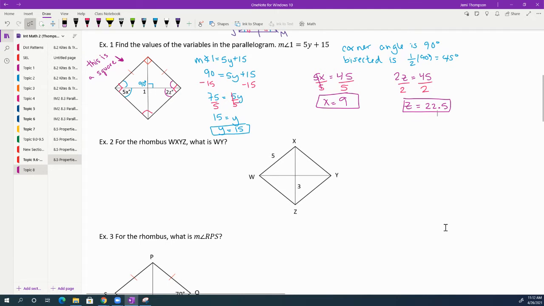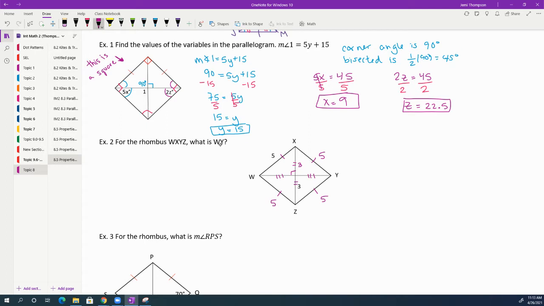Great. Example 2, for the rhombus WXYZ, what is WY? Now we're going to have to use a skill that we went over in topic 9 and that you've gone over in previous math classes called the Pythagorean theorem. So let's get after it here and take a look. I've got a rhombus. In a rhombus, I know some things. I know that all of the sides are congruent, right? So all of these are 5. I know that the diagonals bisect each other. And I know that they are perpendicular.